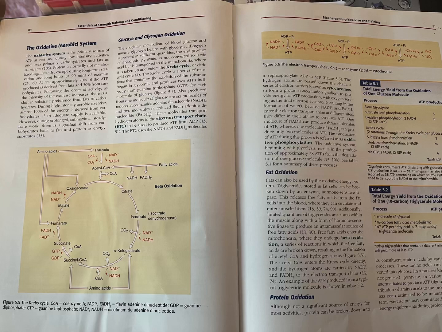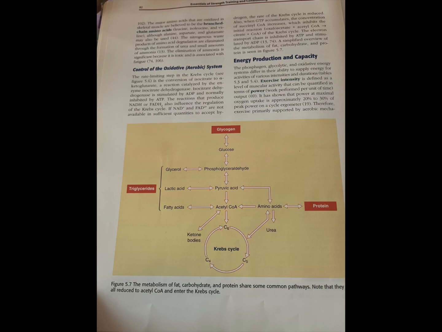of water. Because NADH and FADH2 enter the electron transport chain at different sites, they differ in their ability to produce ATP. 1 molecule of NADH can provide 3 molecules of ATP, whereas 1 molecule of FADH2 can produce only 2 molecules of ATP. The production of ATP during this process is referred to as oxidative phosphorylation. The oxidative system, beginning with glycolysis, results in the production of approximately 38 ATPs from the degradation of 1 glucose molecule. See Figure 5.1 for a summary of these procedures.